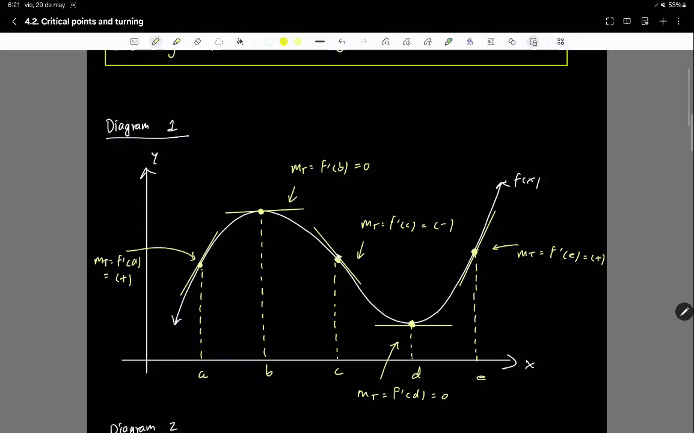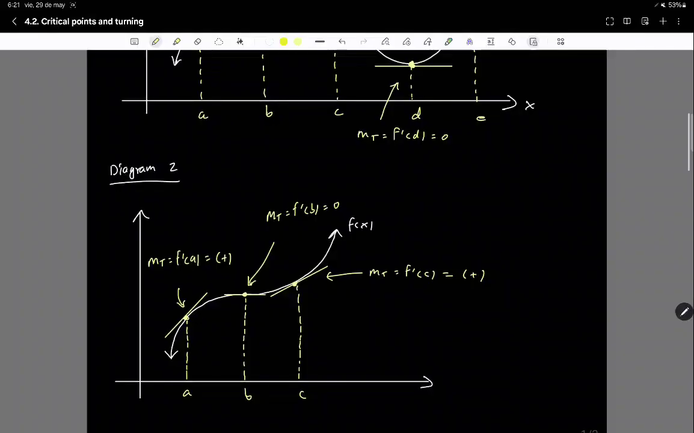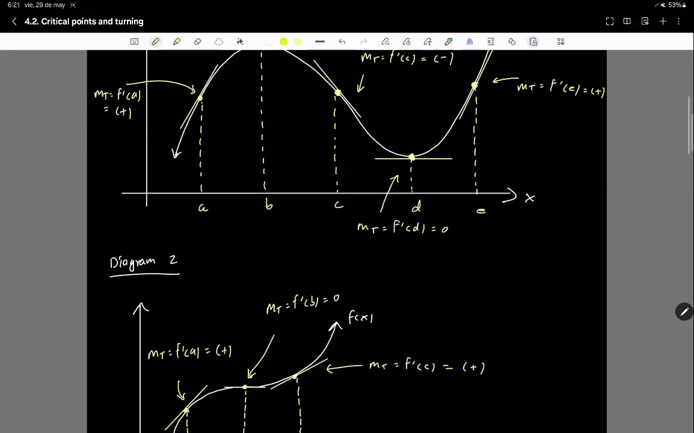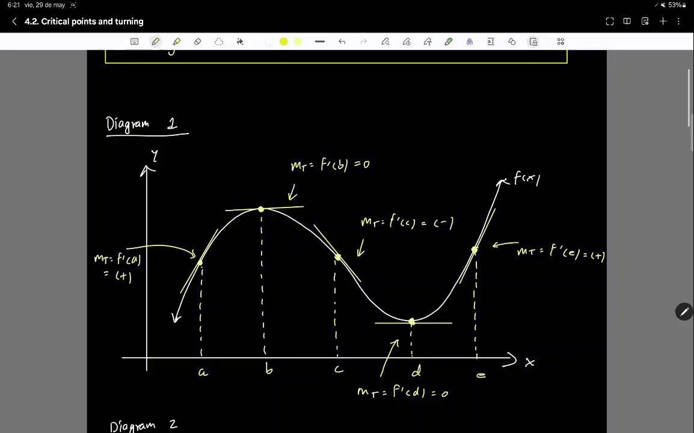Take a look at this function in white. It's the function f of x. It goes up, then it goes down, then it goes up again. And on diagram 2, we have this function f of x as well. Basically this function comes from way down, it's going up, and then it stays flat for a moment, and then it goes up again, right? So let's see what's happening here.